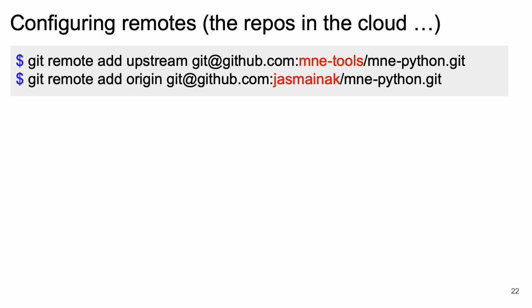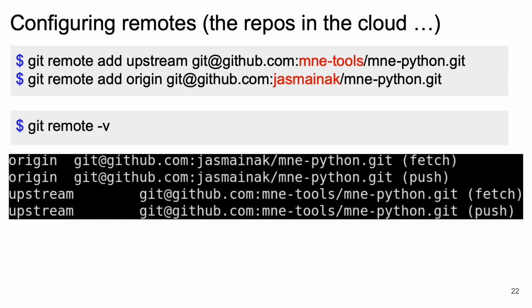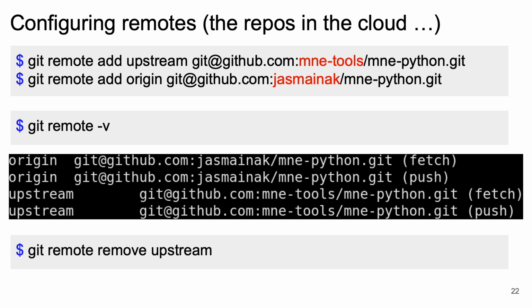And so you tell Git that these are my remotes. And then you can check where your remotes point to using git remote -v. And you can also remove remotes, you can add remotes, you can rename them. You can do a whole bunch of things with these. But it's important to know that a remote is what helps you know where the other repositories live.